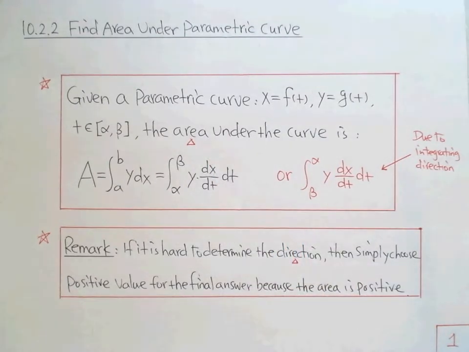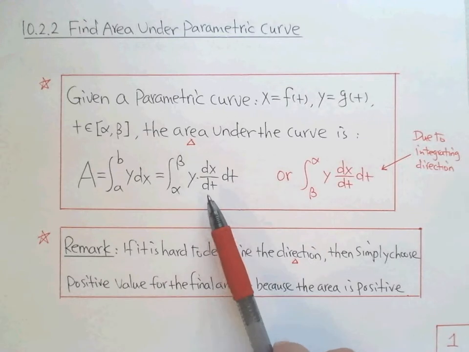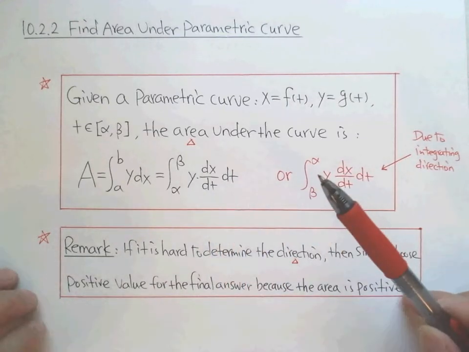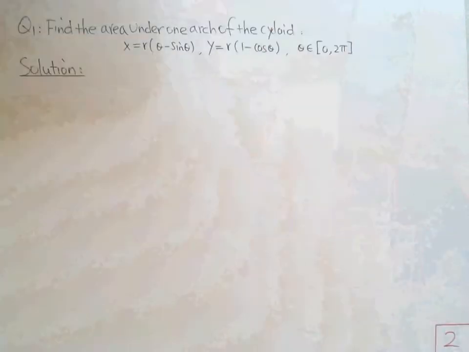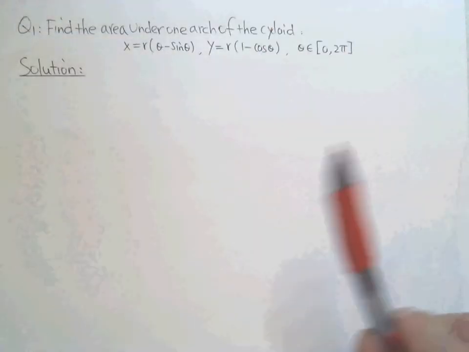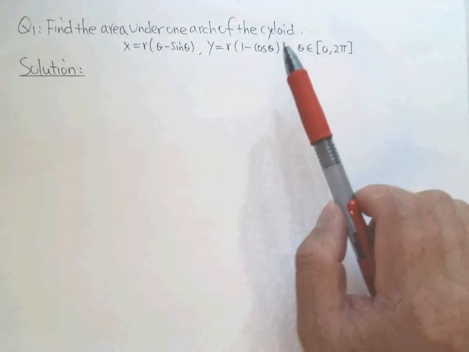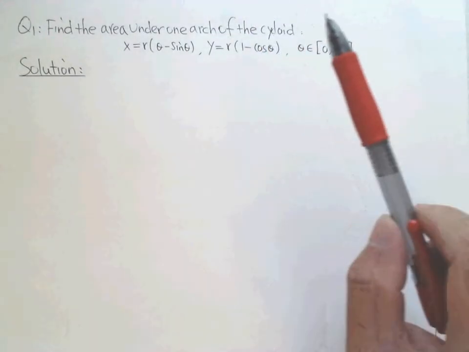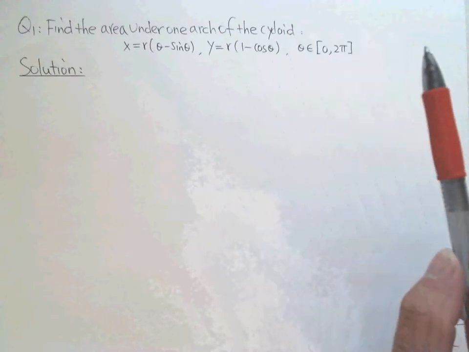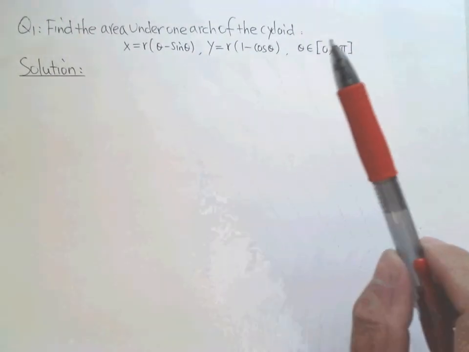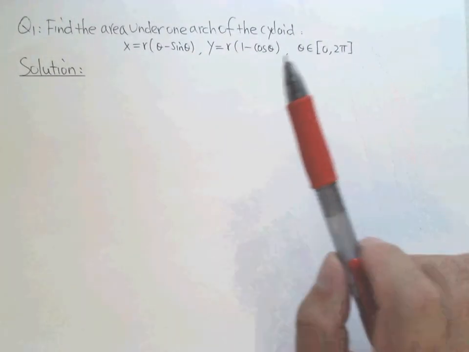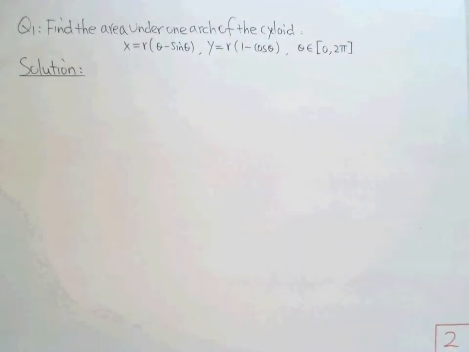Basically we use this formula, and I'll give you one example here. This is the area under one arc of the cycloid. Do you remember the cycloid? It looks like a circle, but it is different. Let's use the formula to do this question.